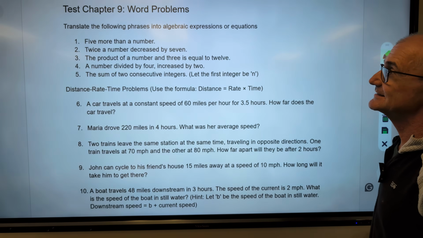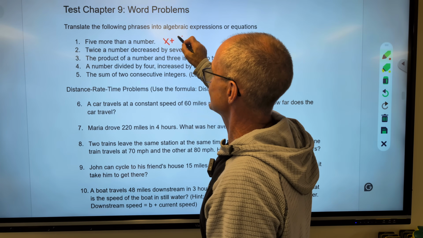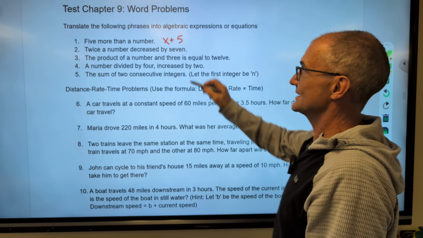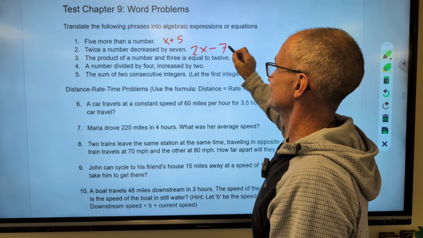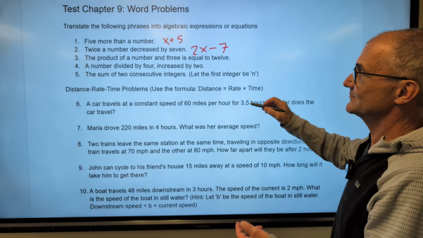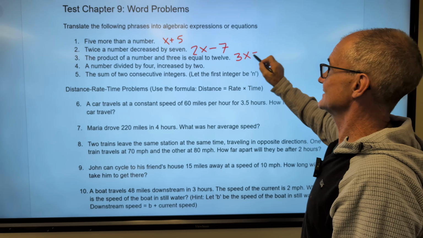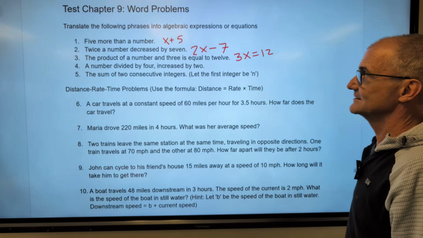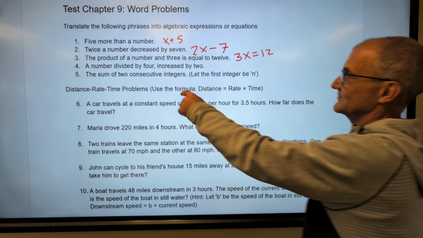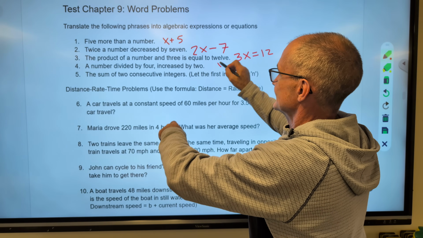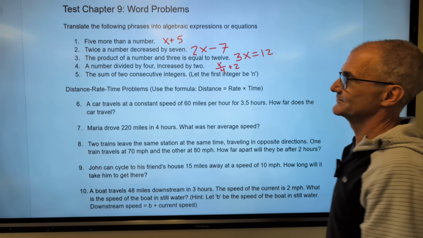Okay, here we go. 5 more than a number. I don't know what that number is, so I'm going to call it X. This is 5 more than there. Twice a number decreased by 7. The product of a number and 3 is equal to 12. This is a tough one. Well, a number divided by 4 increased by 2.